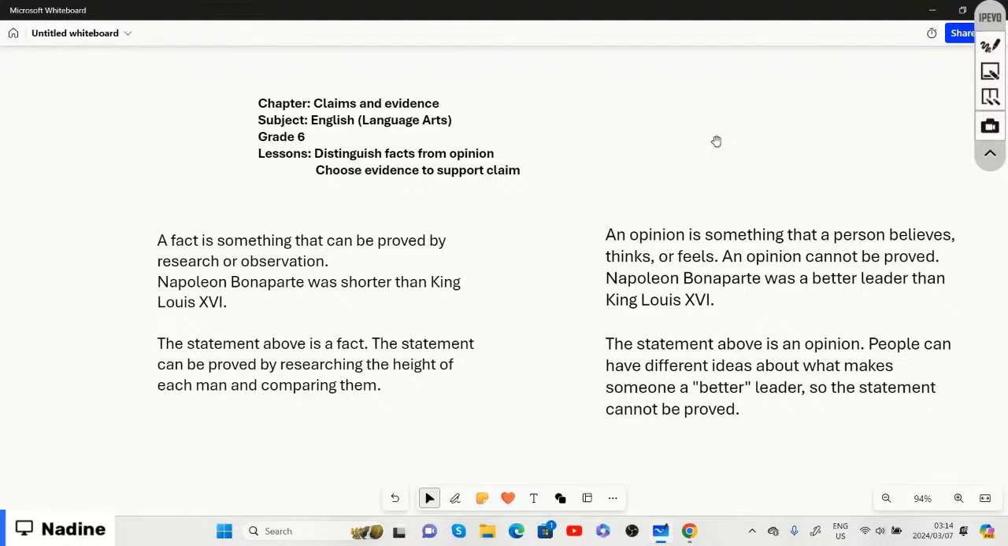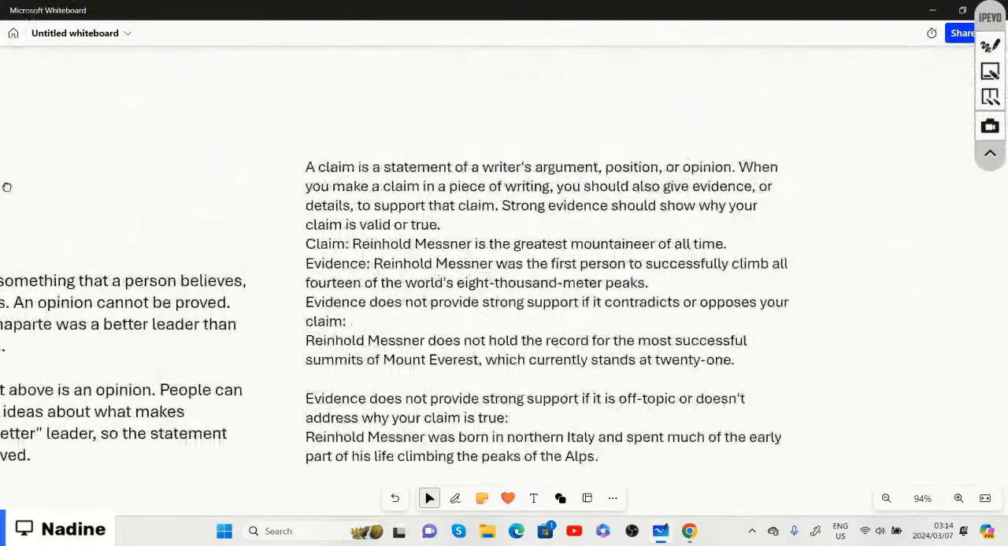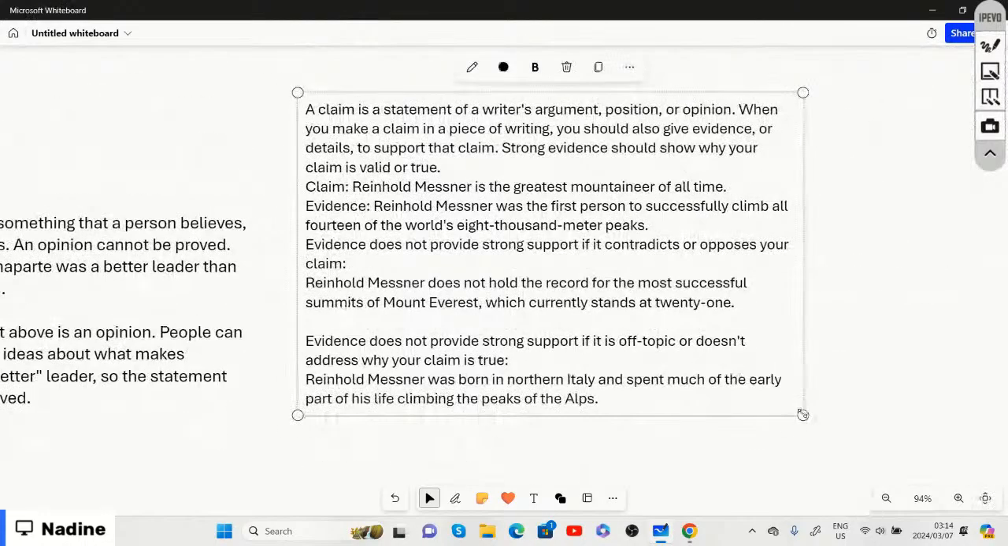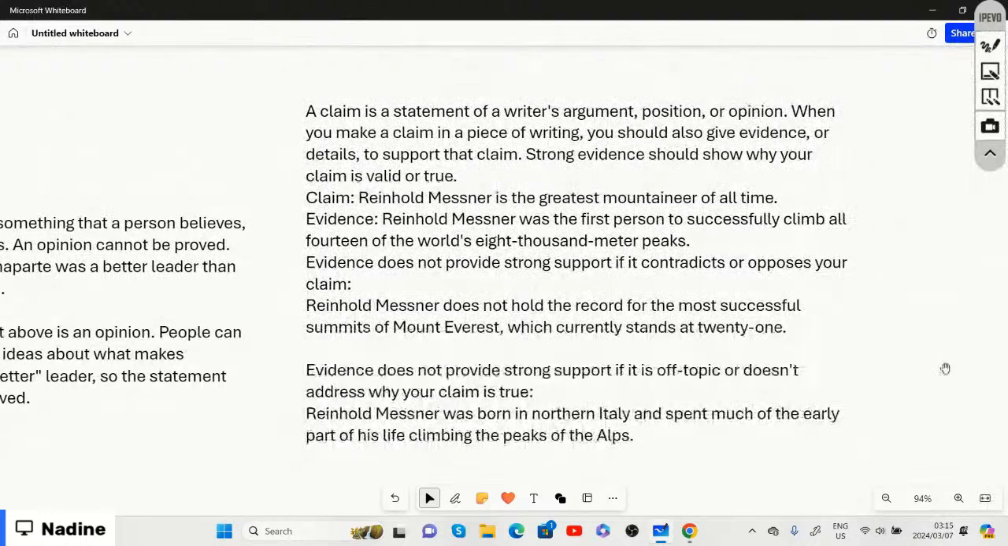All right. So now also when it comes to claiming, we have the difference between facts and the difference between opinions. This is now with claims and evidence. A claim is a statement of a writer's argument, position, or opinion. When you make a claim in a piece of writing, you should also give evidence or details to support your claim.